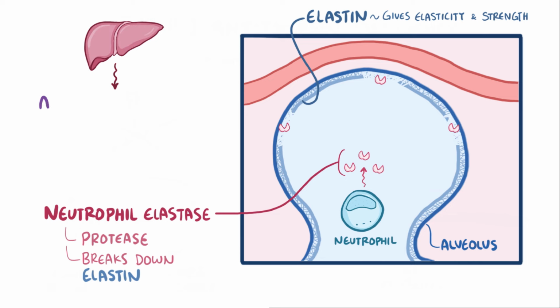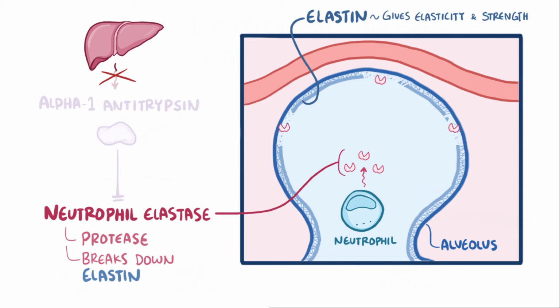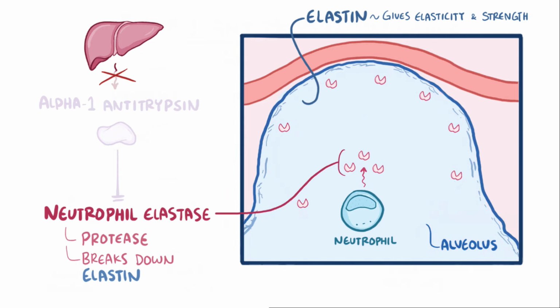Fortunately, the liver makes alpha-1 antitrypsin, which gets released into the blood and sent to the lungs, where it inhibits neutrophil elastase, inactivating it before it can break down the protein elastin. Without alpha-1 antitrypsin, the opposite happens. Neutrophil elastase goes unchecked, and it damages the walls of the alveoli. And without that elastin, the alveoli lose their elasticity and structural integrity.